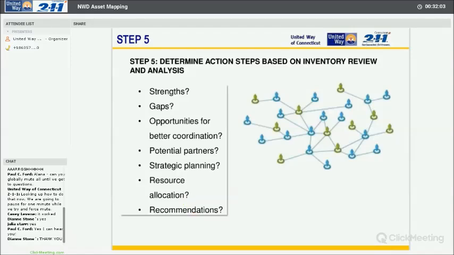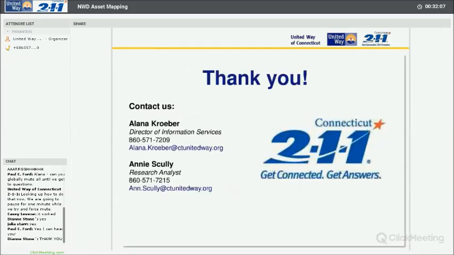And all of that, your community asset map can really be a great vehicle for doing all of that. So I'm going to pause there because that gets us through the bulk of the content that we wanted to cover. I'm going to see if Annie has anything else to add, and then we'll be happy to take any questions or open it up for further discussion.